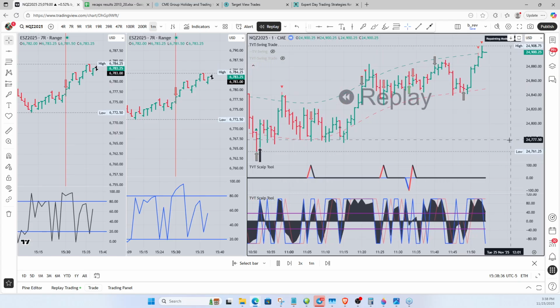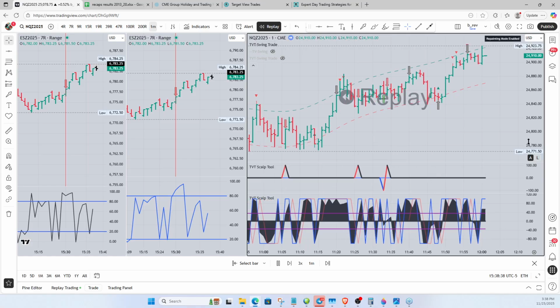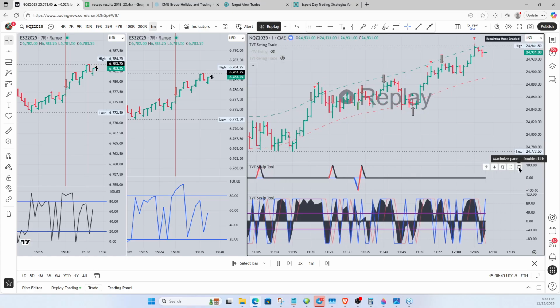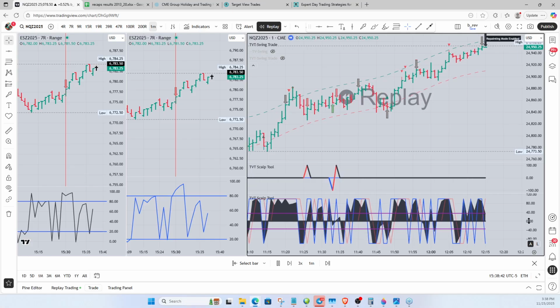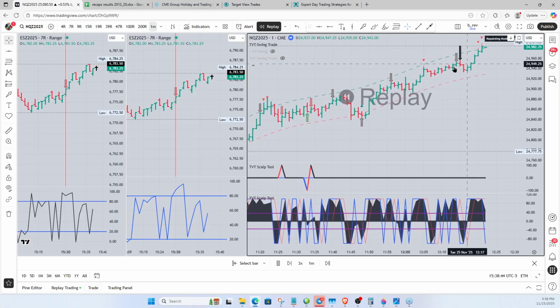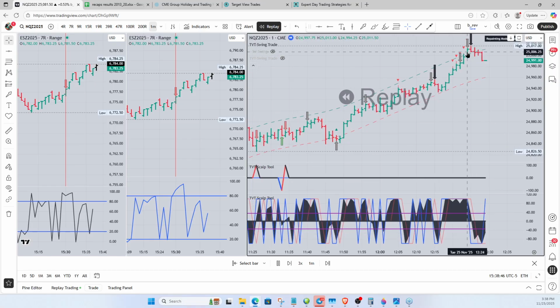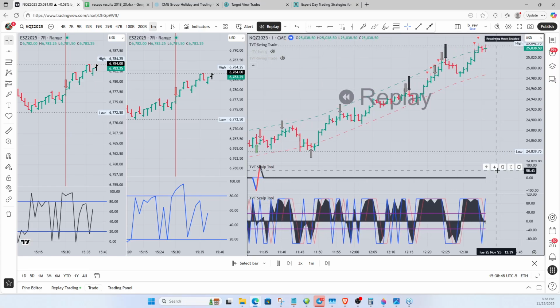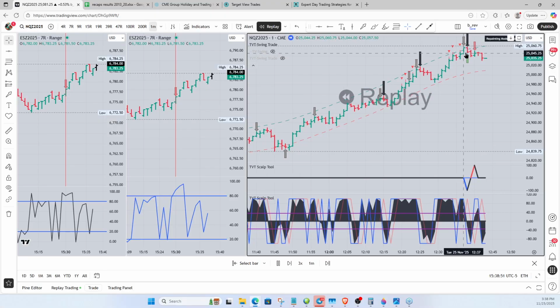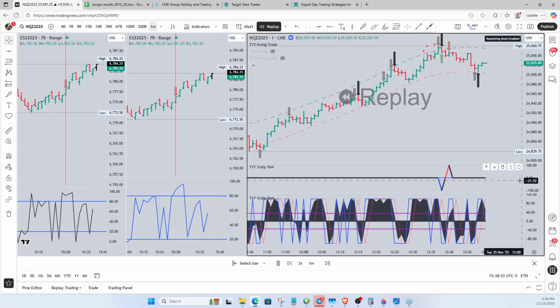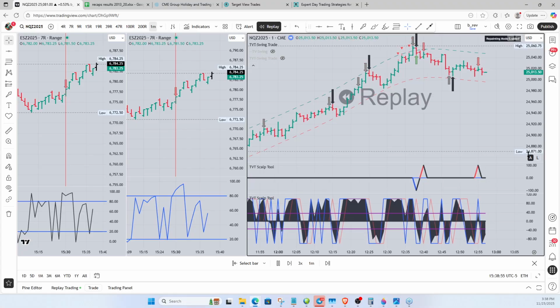I'll let it replay the whole thing so you can see. This is what it looks like on a 1 minute. Okay. That wasn't outside, so that wouldn't be a trade. That would be right there. That would be a short. And that would be right there. That would be a short. That would be a long.